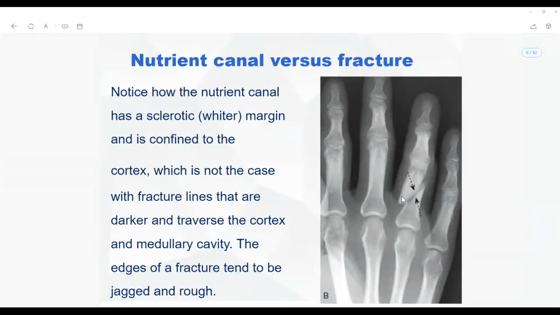No, machines will actually cause crush injury. This is not a crush injury. Machines cause crush injury. There will be complete disruption of all the phalanges and the metacarpals in such a case.